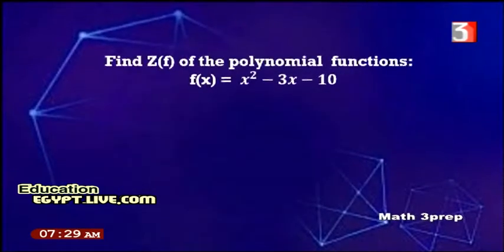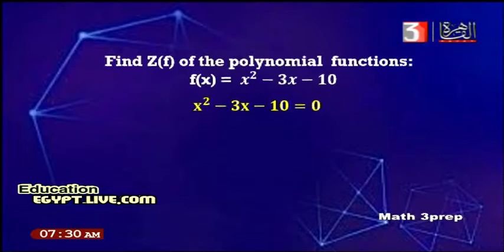Now let us have some examples. Find Z of f of the polynomial function f of x equals x squared minus 3x minus 10. It means that I want you to find the values of x which make this function f of x equal 0. So we are going to take x to the power of 2 minus 3x minus 10 and make it equal 0.